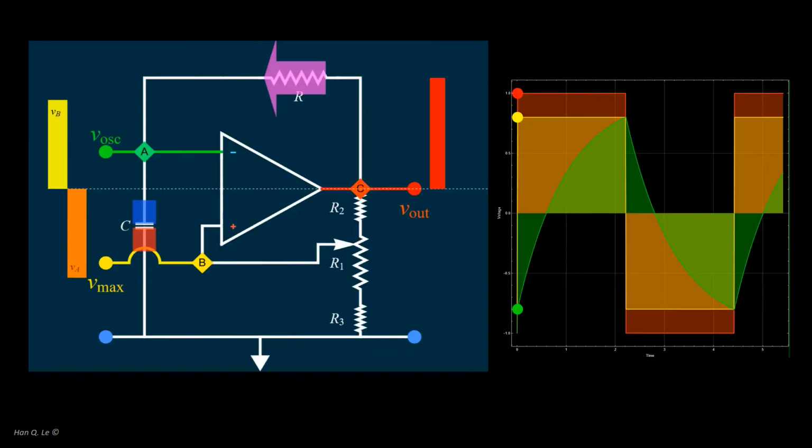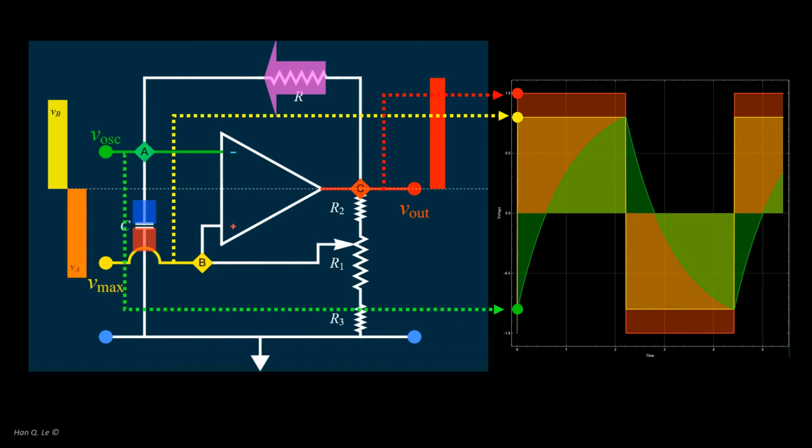Observe the three voltages in this simulation. Red is the output voltage V out at node C. Yellow is the non-inverting terminal, which is node B, connected to the output via a potentiometer. And green, the inverting terminal, node A, connected to V out via a feedback resistor.